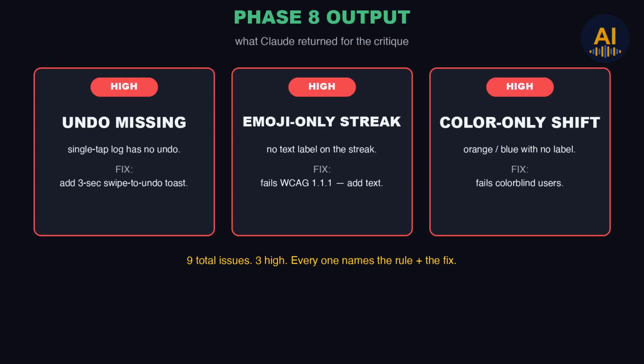Phase 8 returned this. 9 issues, 3 of them high severity. Single-tap logging needs undo, nurses tap fast, and mistakes erode trust. The streak emoji has no text label, fails the accessibility check. Color-only shift status fails colorblind users, plus 6 medium and low fixes. Every issue names the rule it breaks and the one-line fix. A free design review at any hour.